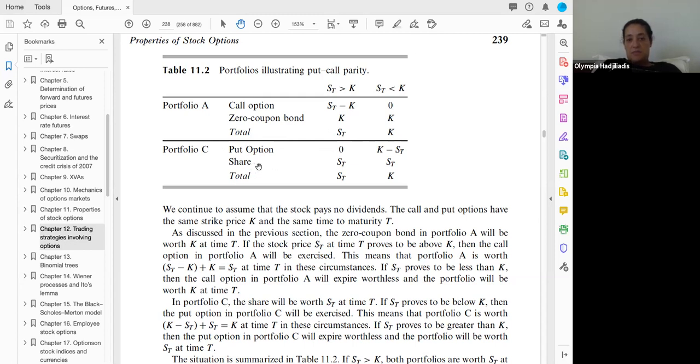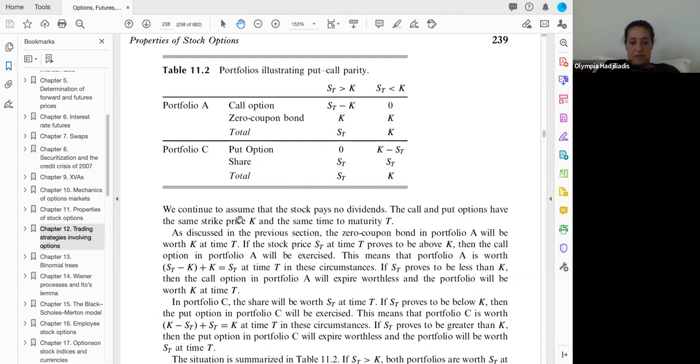The share is going to be worth ST at expiry. If ST is less than K, then the put option is going to be worth K minus ST. The share will be worth ST. The sum of these two is K, and the sum of these two over here is ST. So these two portfolios have to be worth the same at time zero as well, not just at expiry. That's basically the idea.